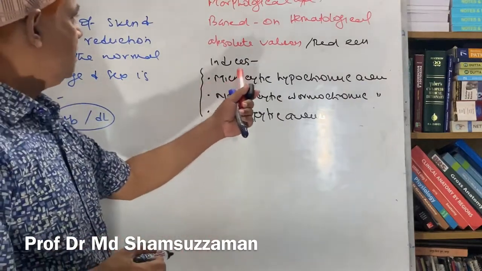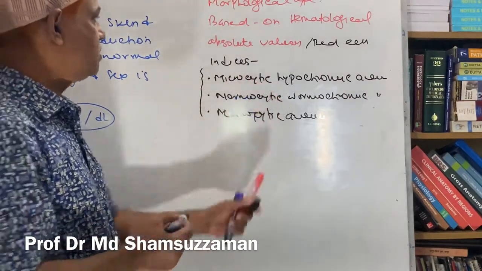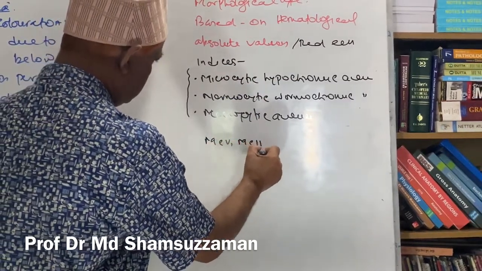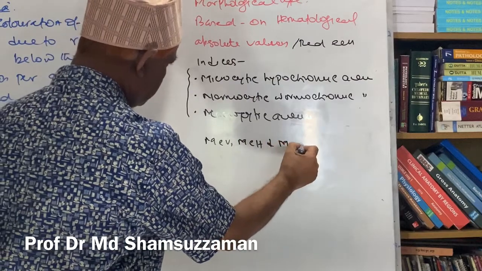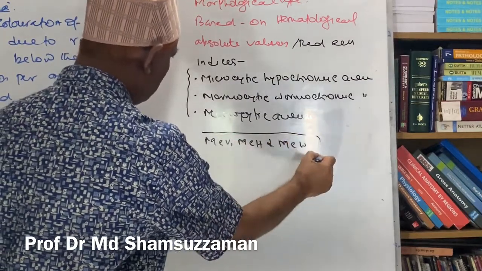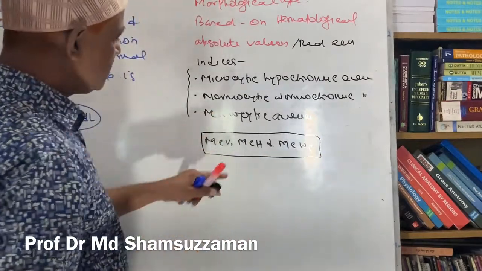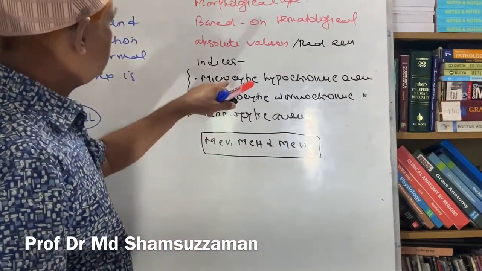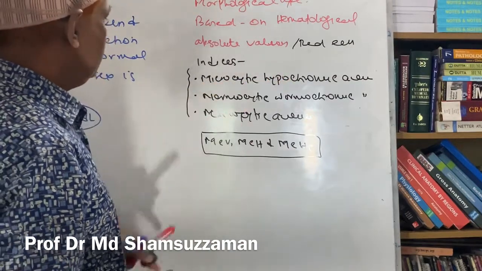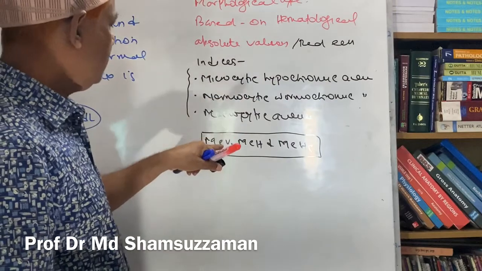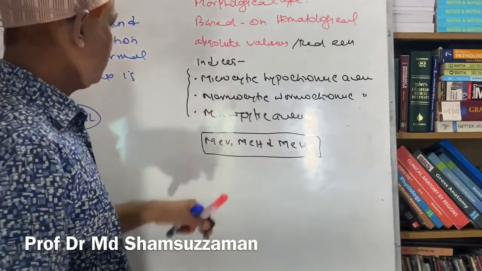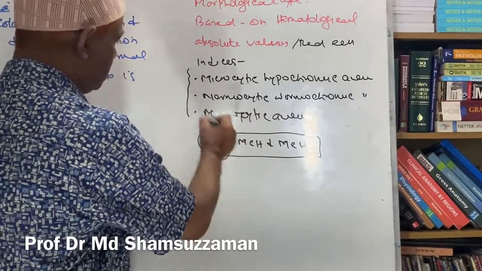In these, MCV, MCH, and MCHC, you know, these are the hematological absolute values. These absolute values are decreased in the first type, in microcytic hypochromic anemia, and in normocytic normochromic anemia the absolute values remain unchanged, but in macrocytic anemia MCV is increased.